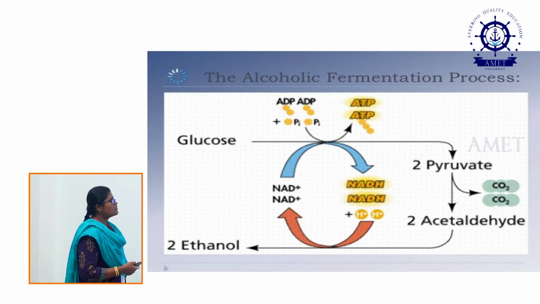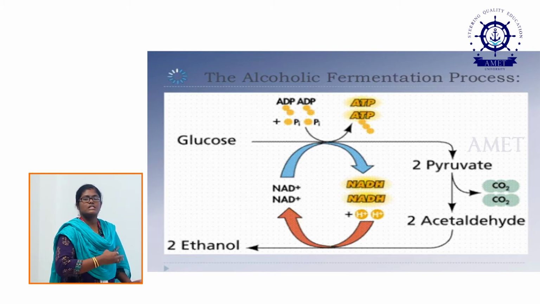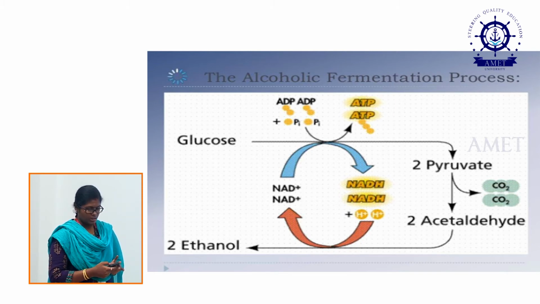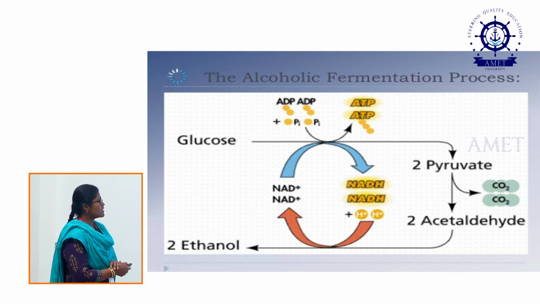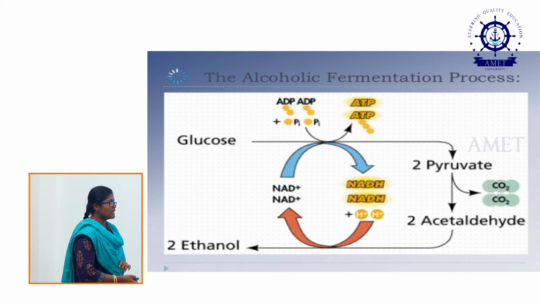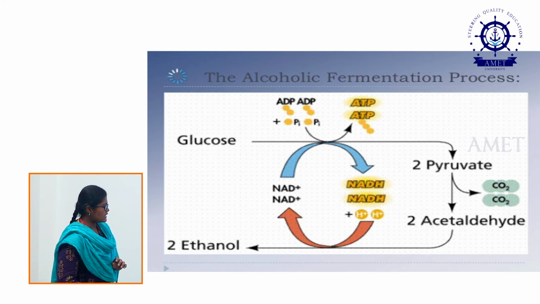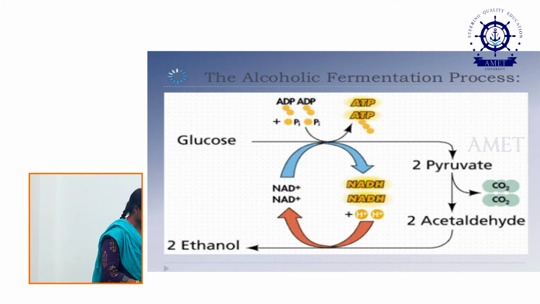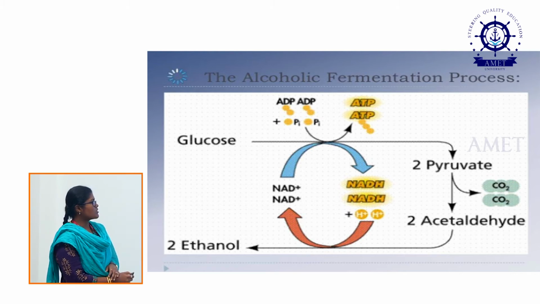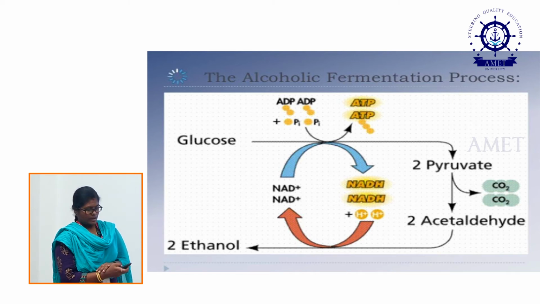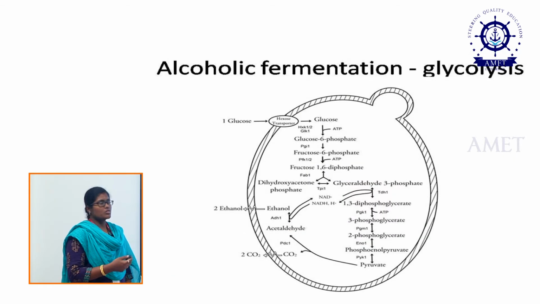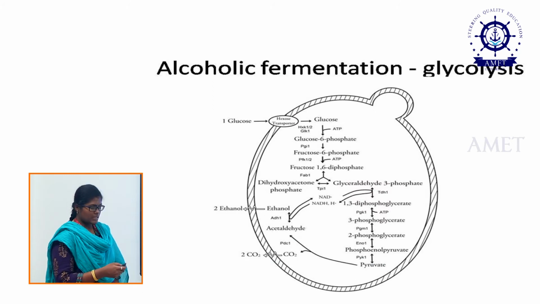The next topic is the alcoholic fermentation process. It is a glycolysis pathway. Here glucose gets converted to pyruvate, and then pyruvate gives out acetaldehyde, and then it gives out ethanol. In glycolysis, 2 molecules of ATP are produced. And the next slide. This is the alcoholic fermentation, that is, the glycolysis.